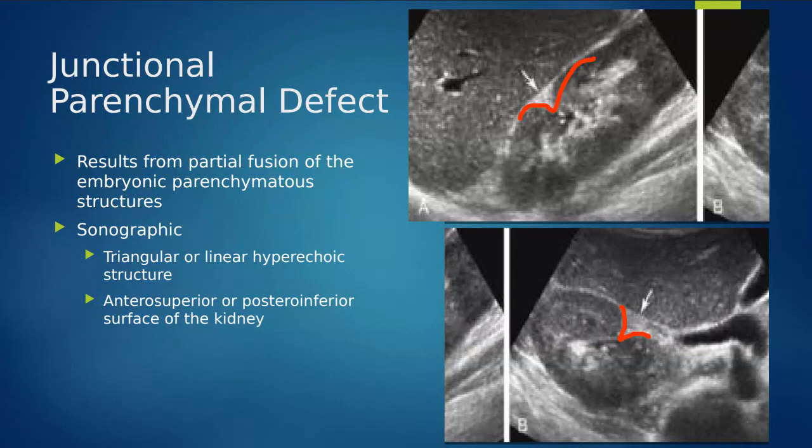So on ultrasound, we're going to see this triangular or this linear hyperechoic structure. That's just showing that separation between those two regions of the kidney that should be fused together. We usually are going to see this on the anterior superior or the posterior inferior aspect of the kidney.